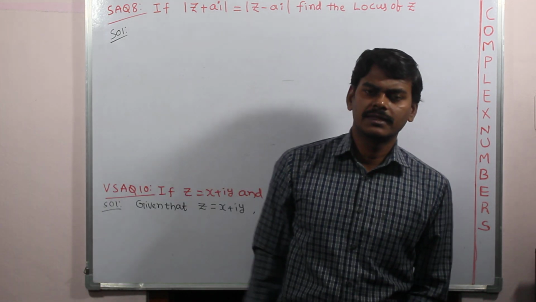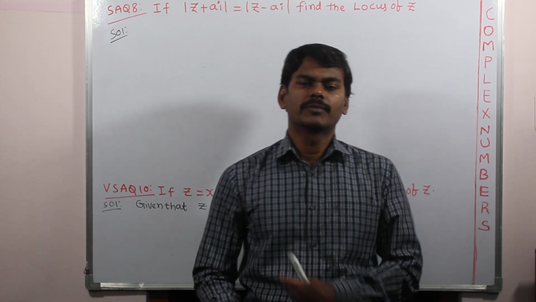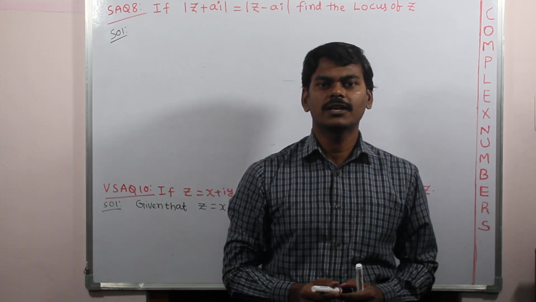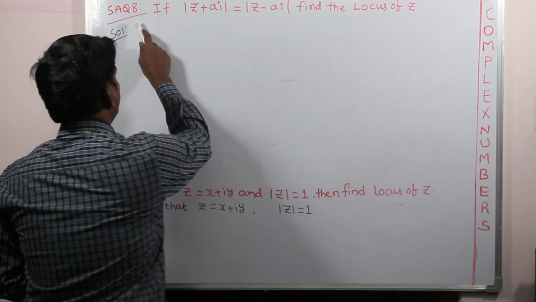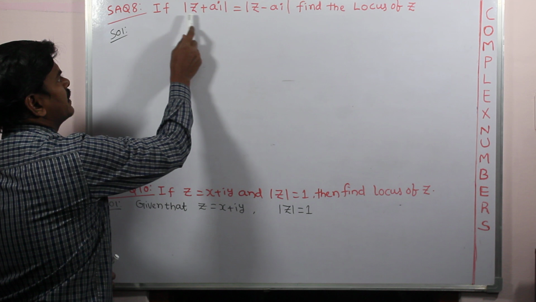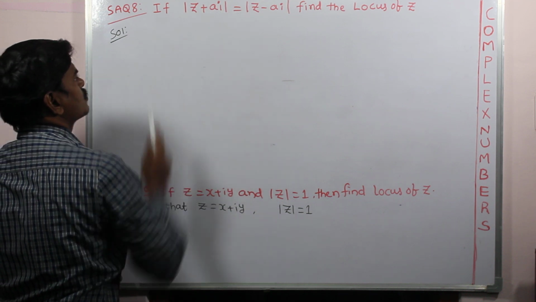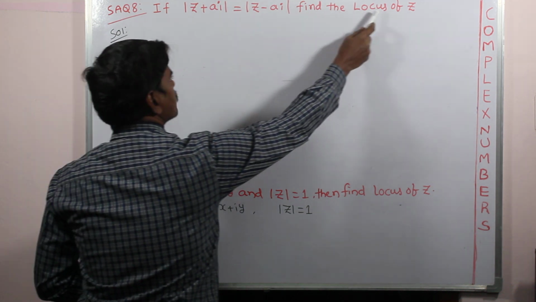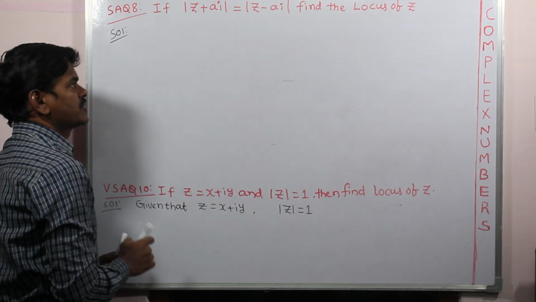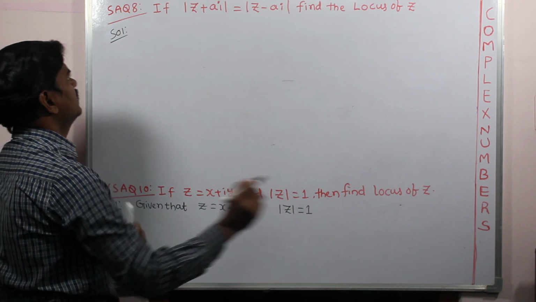Hello students, in this video we are going to learn some important problems from the chapter complex numbers. Let us see the first question: if |z + ai| = |z - ai|, find the locus of z. Locus problems are very important in this chapter.